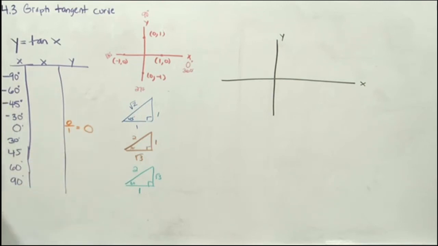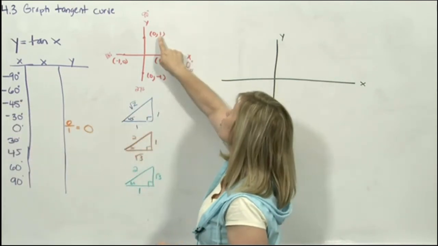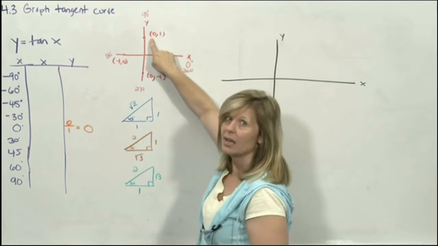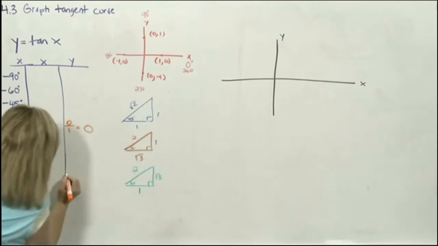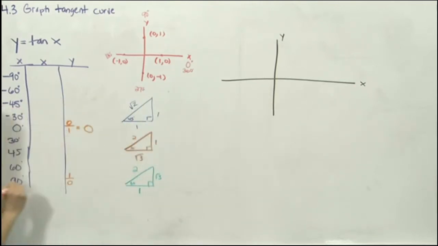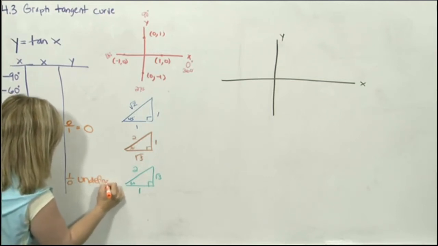We all agree? All right, our next quadrantal angle is 90 degrees. So let's look up the tangent of 90 degrees. So tangent again is y over x. That would be y is 1, x is 0. So guys, what is 1 divided by 0? Very good. There is no value of that, so we call that undefined.